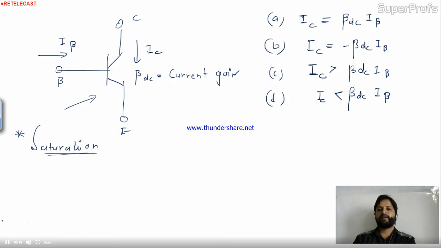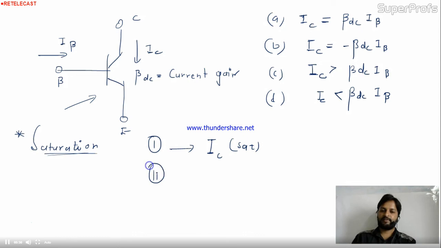If you remember how to find the region of operation, in which we discussed 3 steps. The first step was to find out the IC saturation. Okay. The first step was over. In the second step, you find IC active, and IC active is nothing but beta IB. So you found in the first case IC saturation. In the second case, you found IC active. In the third case, you compared.